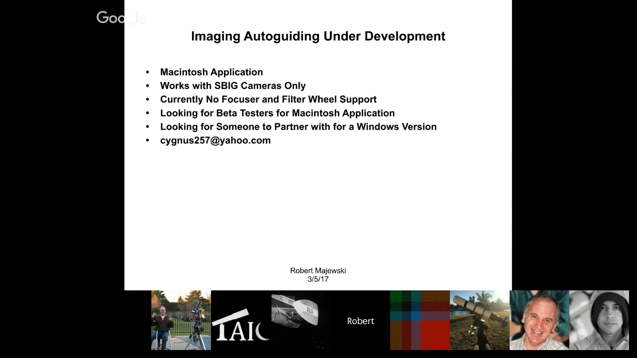I've written it so that it supports exoplanet transits primarily, so there isn't a whole lot here for astroimagers, at least not yet. For example, there's no focuser or filter wheel support, but that could be added. The filter wheel support could probably fairly easily be added. I might be interested in other people playing around with it and giving me feedback on the Mac application, that would be great. It would also be great to find somebody who might want to take the algorithm and put it into a Windows version. And there's my email address.